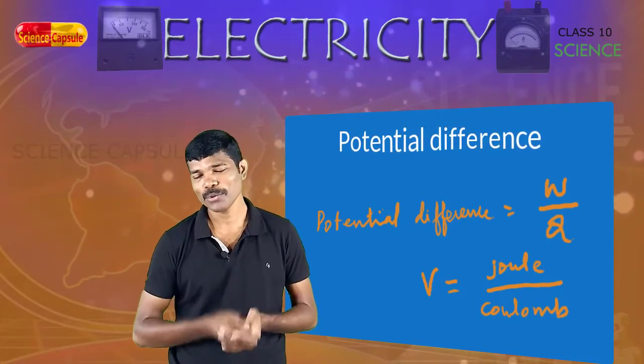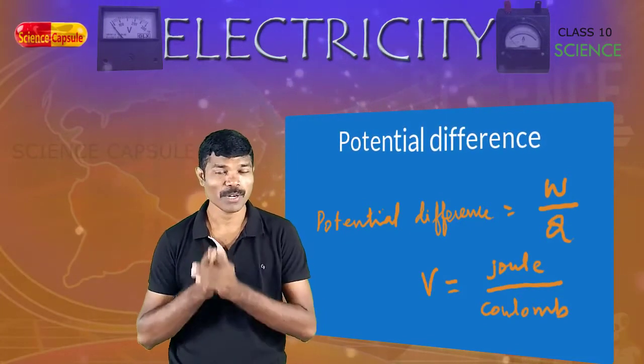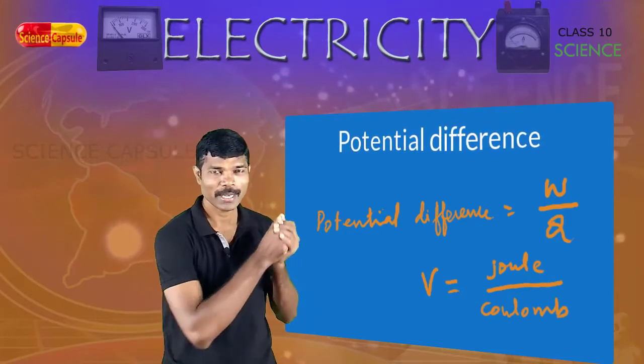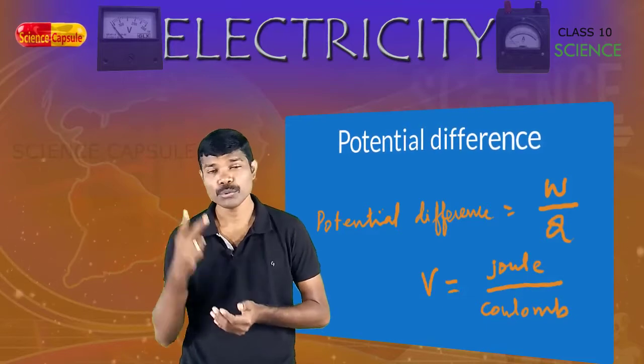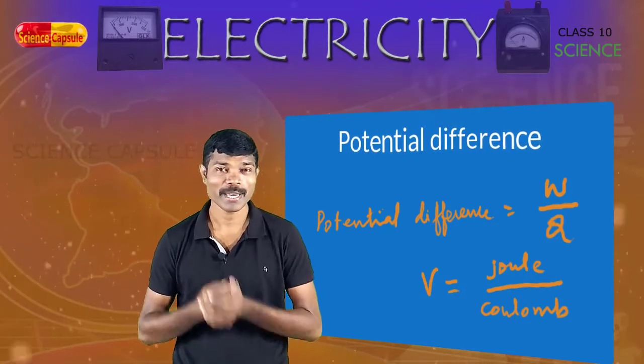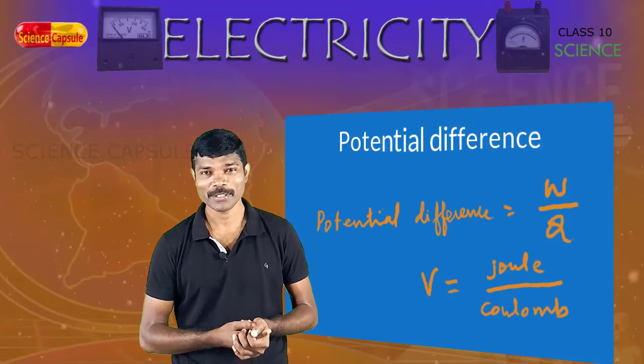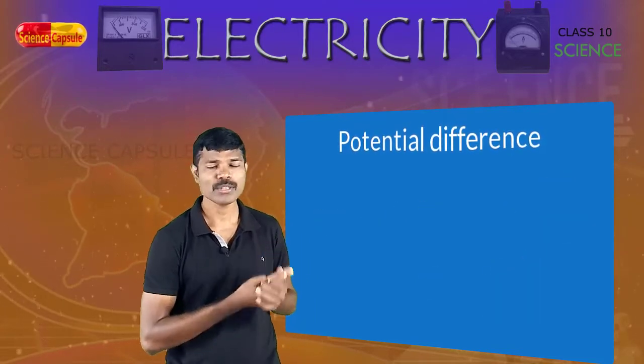Suppose if 1 joule of work is done to carry 1 coulomb of charge, then we say 1 volt of potential difference. Suppose if 2 joules of work is done to carry 1 coulomb of charge, then we call it as 2 volt or 2 voltage.